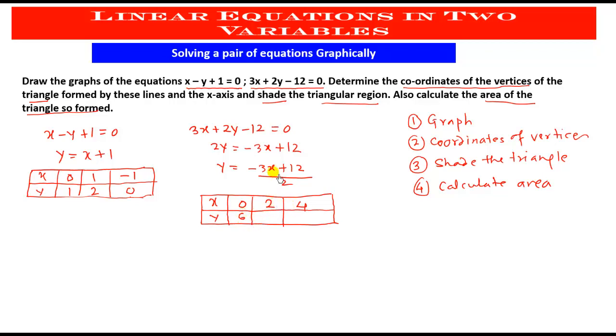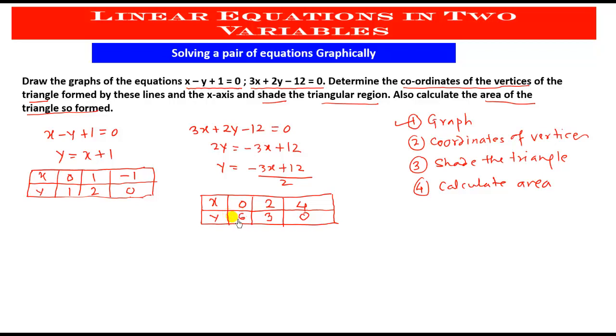Now if you put the value of x as 2, minus 3 twos are 6, so it will be minus 6. 12 minus 6 is 6, upon 2 is 3. So y will be 3. Now we put the value of x as 4. 4 threes are 12, so minus 12 plus 12 is 0, and 0 upon 2 is 0. Now first of all we will plot the graph by taking these coordinates.